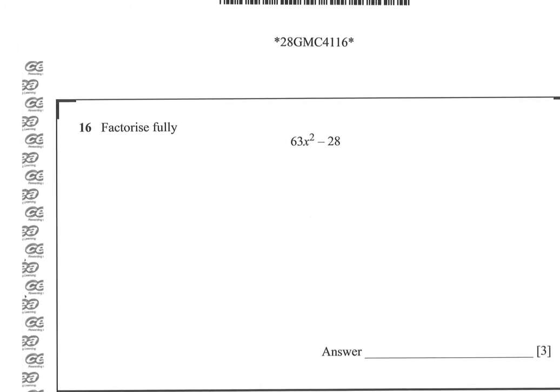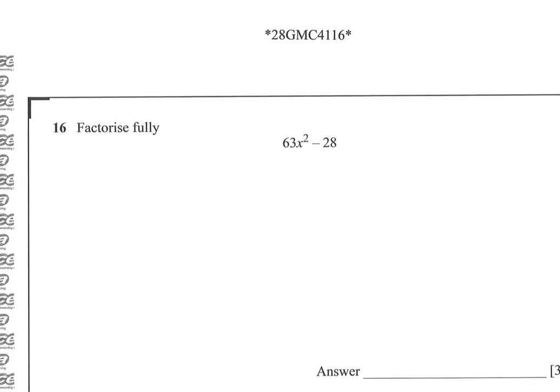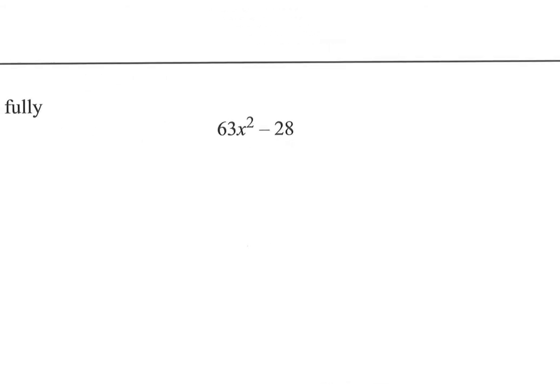Okay, next one. Oh, skip one. It says factorize fully. Looks easy. People will make a mistake in this one. So you've got to factorize this fully. First thing you can do here is pull a 7 outside a bracket. So 7 comes out, leaving you 9x squared minus 4.